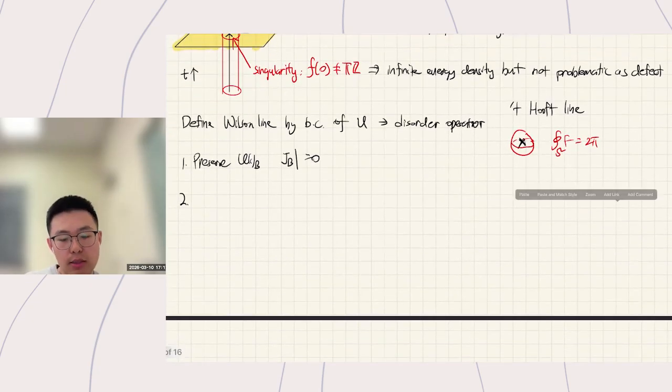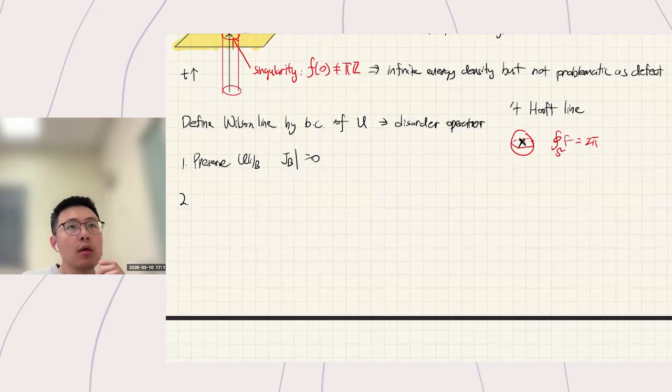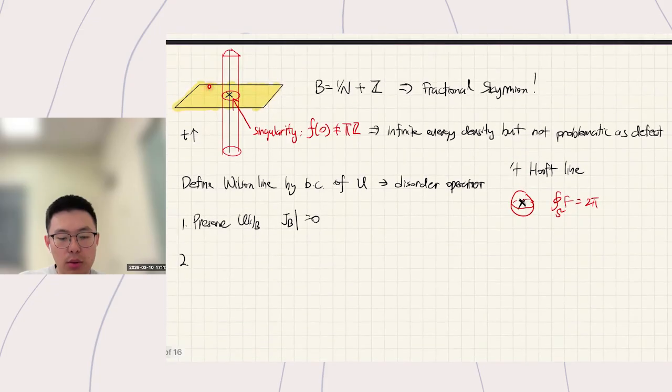The second condition is actually a very intricate condition. One thing to notice is that when we define 't Hooft lines, we only specify conditions on these boundaries. We want to do similar things for the Wilson lines, but we want to do it in such a way that we are forcing that when we evaluate any field configurations here, they will have a fractional skyrmion number given by 1 over n plus some integer.